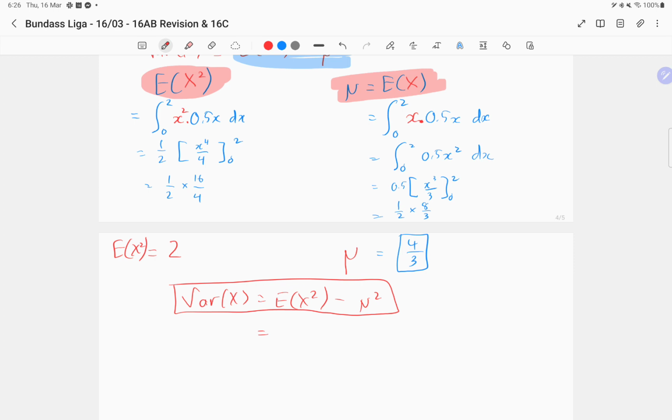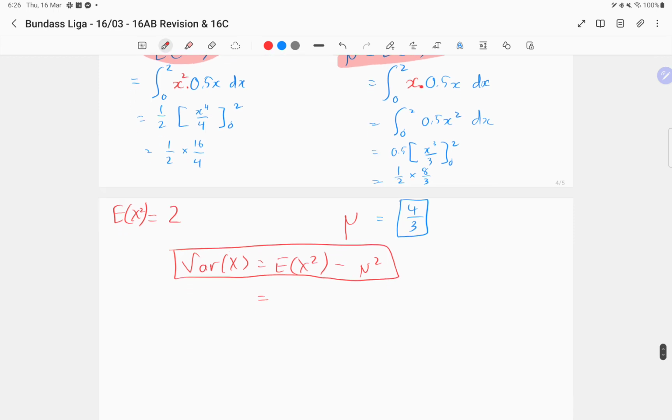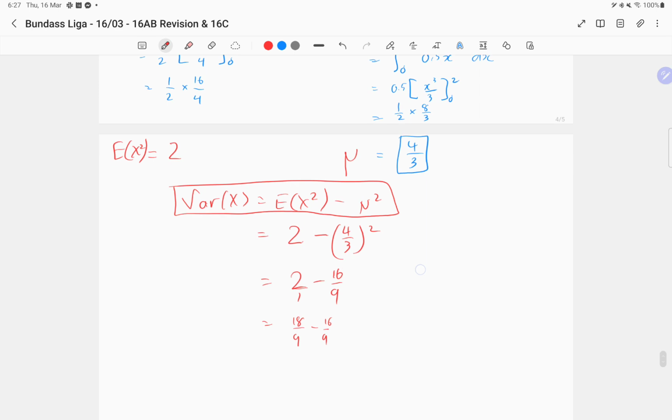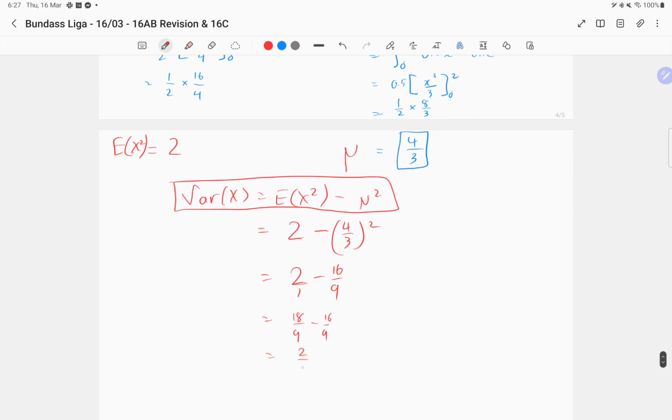In the Unit 4 exam, it's harder than the Unit 3 exam. So these things you need to be able to get straight away. That would be 2 minus 4 over 3, everything squared, because we found the mean but not the square of the mean. So you have to square that. That will be 2 minus 16 over 9. Once again, make 2 the same base, that's 2 over 1, so 18 over 9 minus 16 over 9. And so that would be 2 over 9. That is the variance of x.